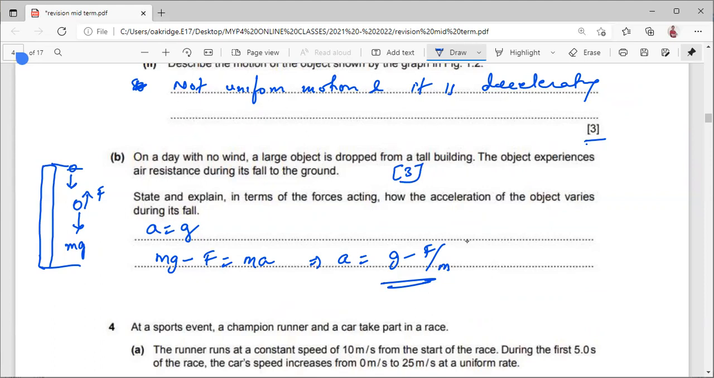What are the forces acting? The mg force is acting downwards. F force is acting upwards. That is the air resistance acting upwards. How the acceleration of the object varies during its fall. So acceleration of the object varies during its fall based on this way. Okay, so you need to mention all this.